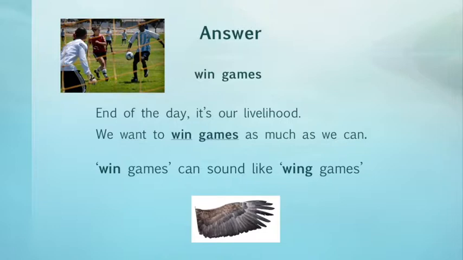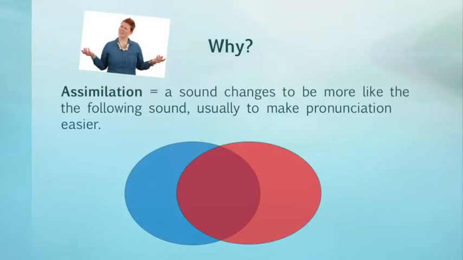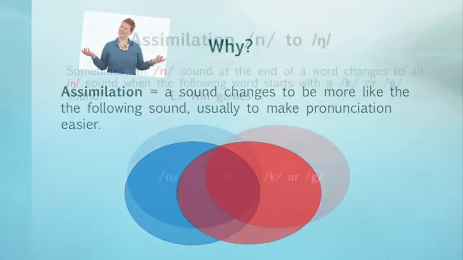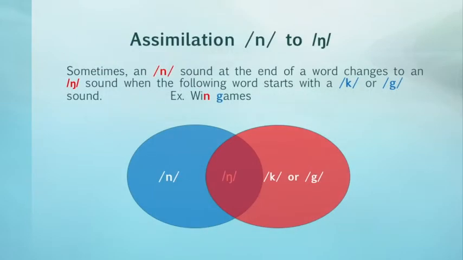So why is it that win can sound like wing in connected speech? It's due to something called assimilation, which is when a sound changes to be more like the following sound, usually to make pronunciation easier. So in this instance, sometimes an N sound at the end of a word, like win, changes to an ng sound, like wing, when the following word starts with a K or a G sound, like games.